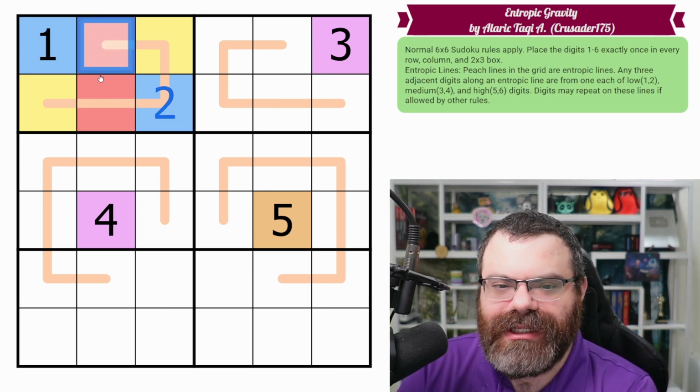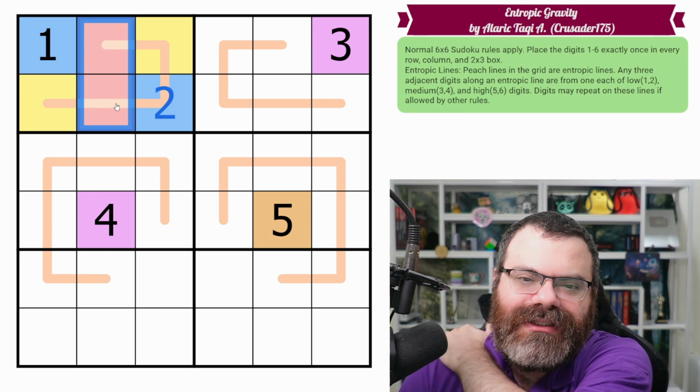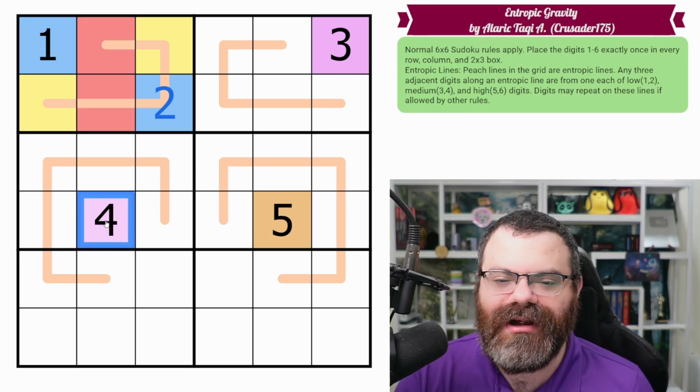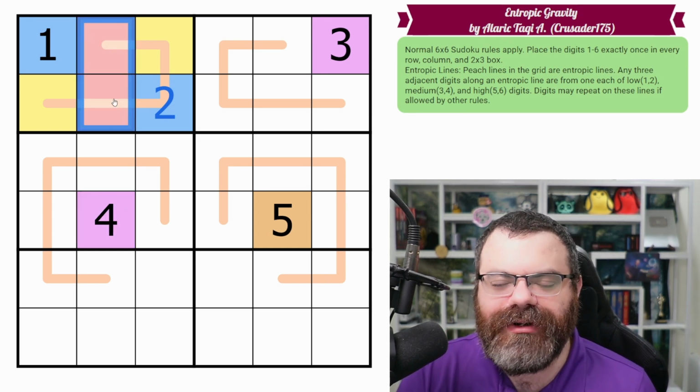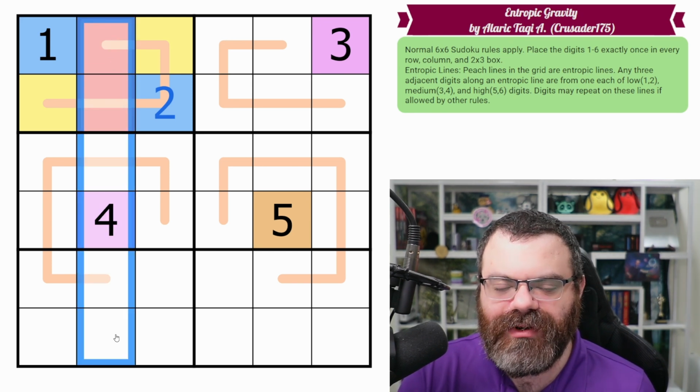The next thing I'm noticing is this red. There's 2 reds in this box and they share a column. And in this column, we already have a purple. So we already knew red wasn't blue, but now we know red can't be purple because we cannot put 3 purples in this column.